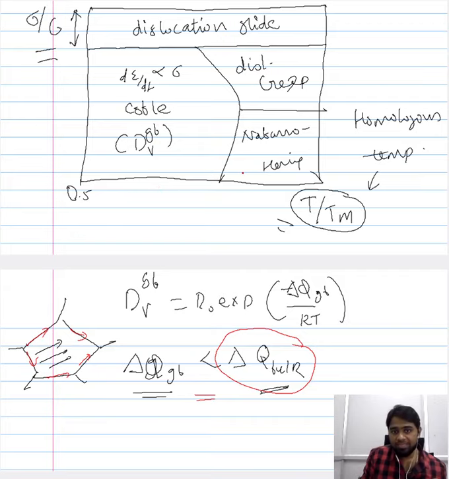However, when you increase the temperature, the thermal energy has increased enough to overcome the activation energy that is provided by the bulk. So by increasing the temperature, we have allowed the vacancies to overcome the activation energy rendered by the bulk.